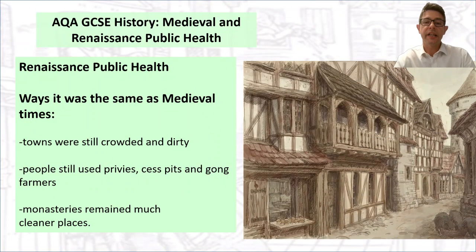So clearly thinking about question 3 and comparing maybe the medieval and Renaissance public health, looking for similarities and differences, some things did stay the same. So towns were still crowded and dirty in between the medieval and Renaissance times. People still used privies, cesspits, and gong farmers. Monasteries remained much cleaner places until, of course, the Reformation and Henry VIII removes monasteries.